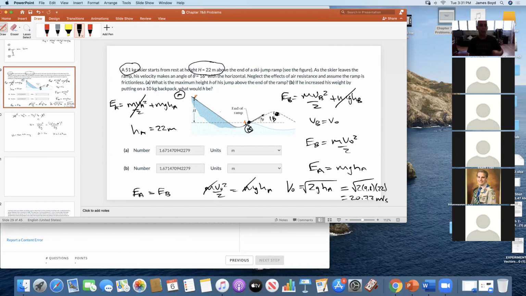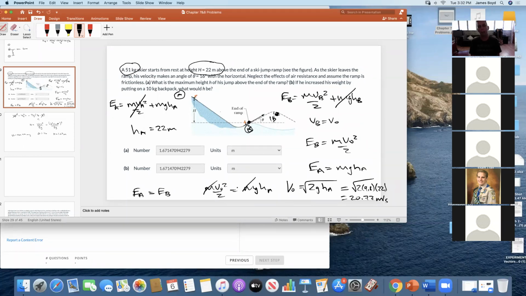If he increased his weight by putting on a backpack, this is the type of question you would have on an exam from me. If I increase the mass of the skier, would it change the height that he reaches? No. Why? Because you can see right here that his height does not depend on his mass. The reason is that gravity is considered a constant force here, so mass comes out of it.